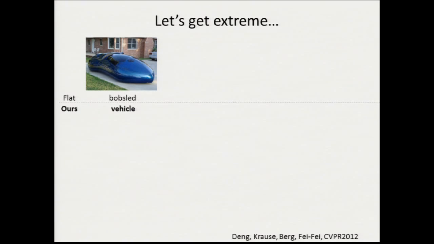And this is what our algorithm says. We don't know exactly what it is, and we don't want to be wrong, so we call it a vehicle. Next time I'm going to call up Allison and ask.